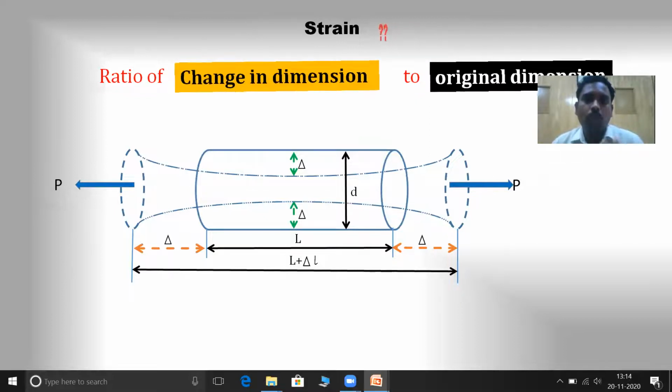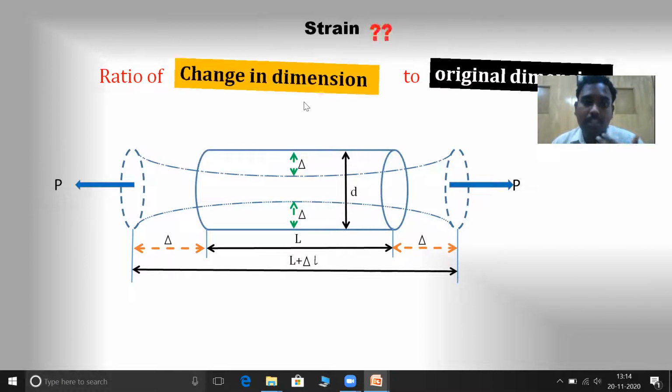So here, what is the original dimension? If I take length as a reference, the original dimension will be the length L. What will be the change in dimension? Delta L will be the change in dimension, that is change in length. If I take diameter as a reference, then the original diameter will be D. What is the change in diameter? Delta D. It's very simple.